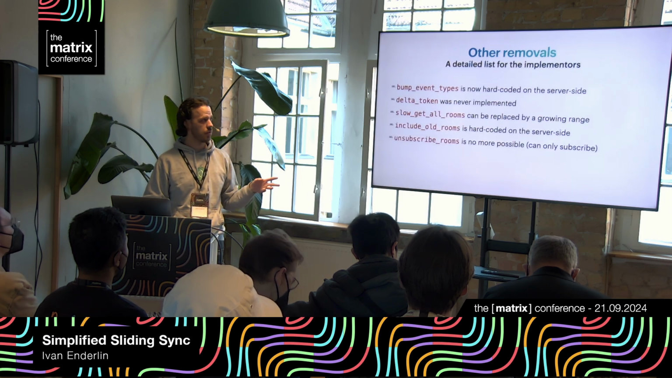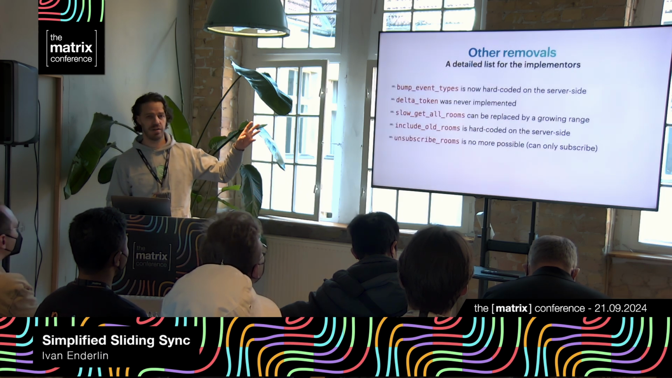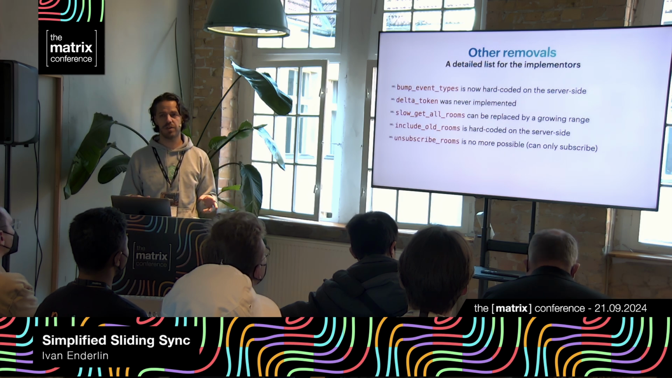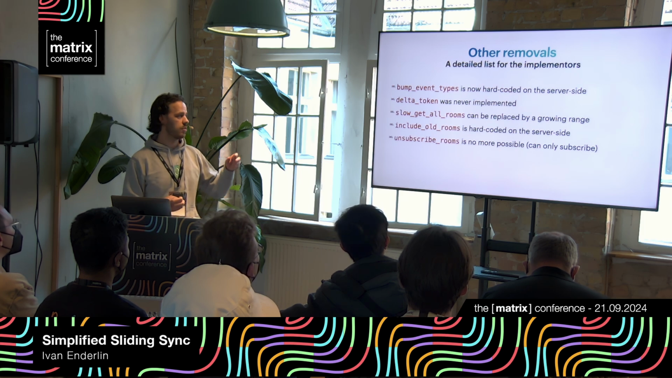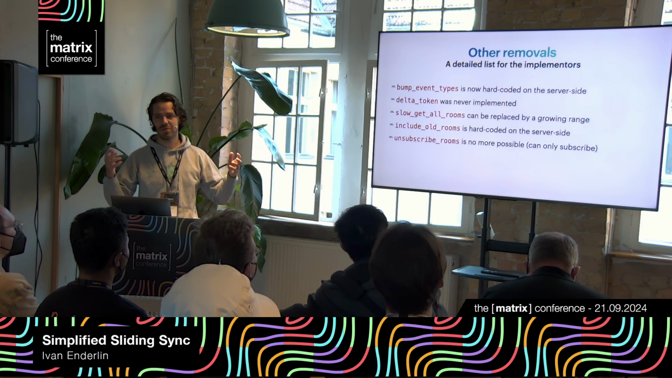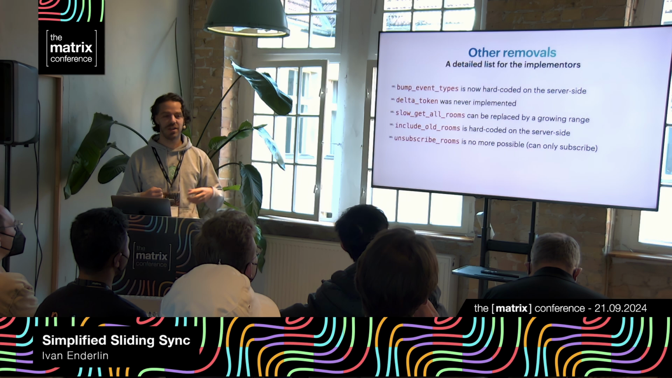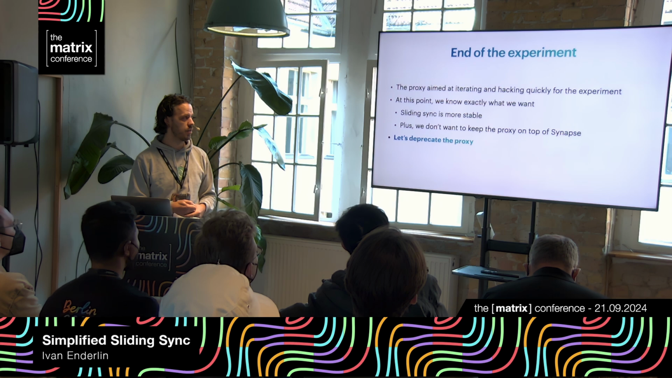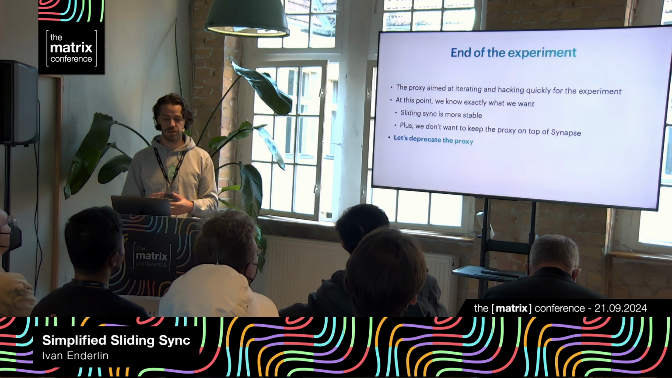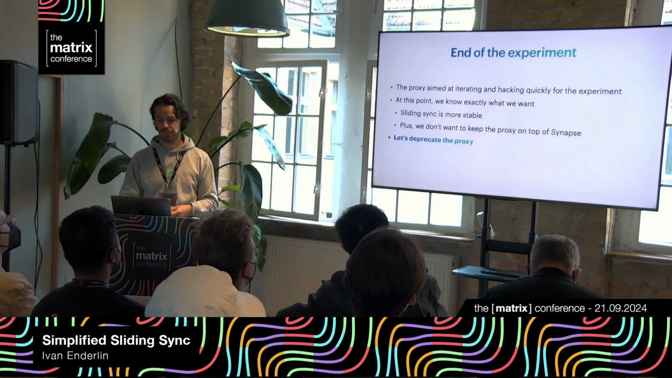All the removals, so bump stamp and event types, are now hard-coded on the server side. It was very complex to make it dynamic. Delta token was part of the MSC, but was never implemented. Slow get all rooms could be replaced by growing range, and so on. So we have removed a lot of stuff. And it marks the end of the experiment. So the proxy was nice to hack and try stuff, but at this point we know exactly what we want. Sliding sync is more stable, so it's time to deprecate the proxy.